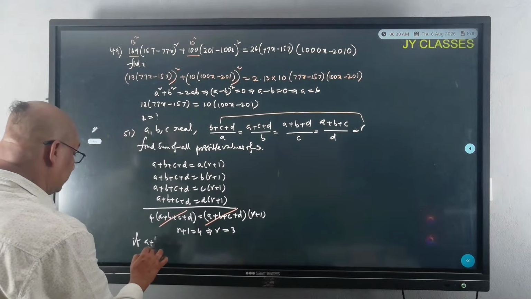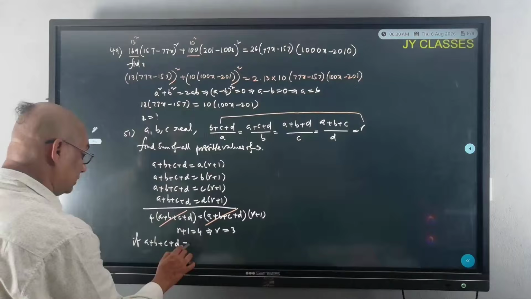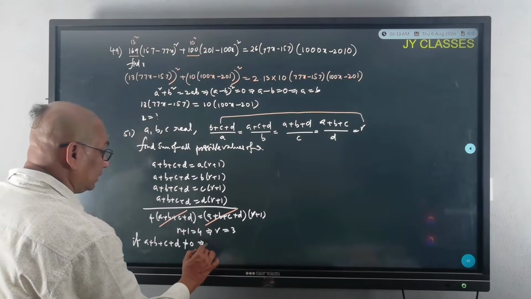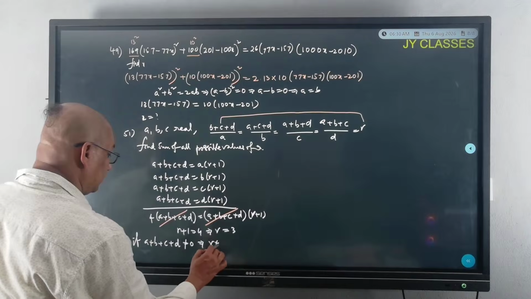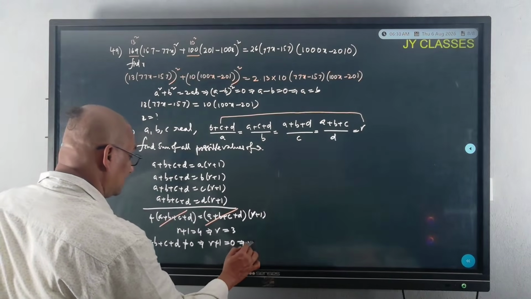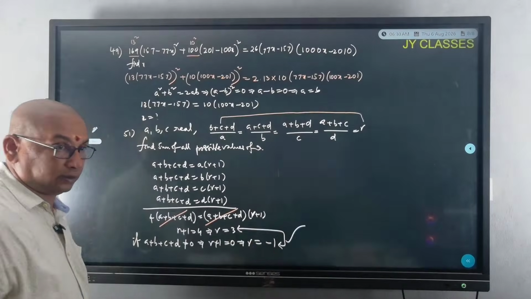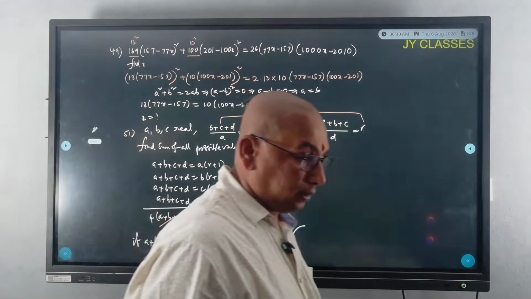If a plus b plus c plus d is equal to 0, then r plus 1 equal to 0, then r equal to minus 1. These two are the possible values of r. Okay, right.